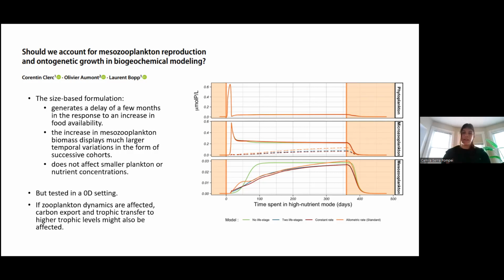But this was, I think, just one test they did. As I said, maybe when you put it into a connected model where you can have feedbacks with the sinking nutrients or carbon exported or higher trophic levels, this might change whether we need ontogeny. So it's still a bit unclear whether we need that.